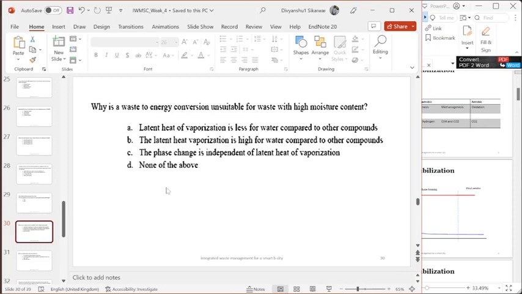Because latent heat of vaporization is required to remove the water. True, true. Because water will be in liquid form in the waste, and when we burn it, we will take out the latent heat of vaporization from the heat content. So B will be the right answer.